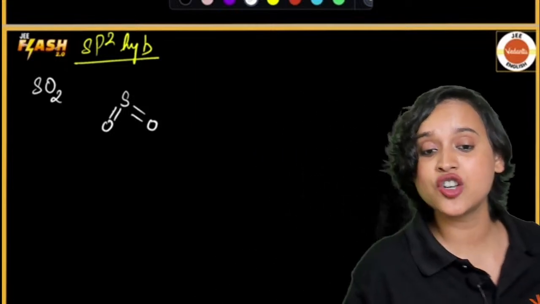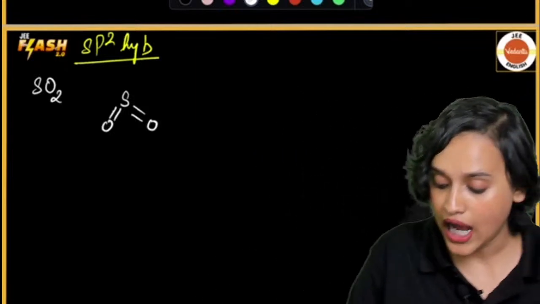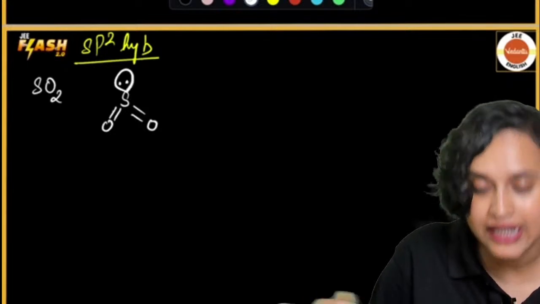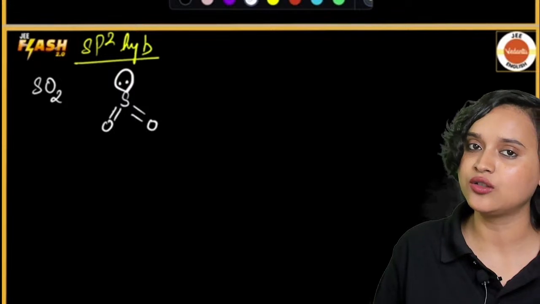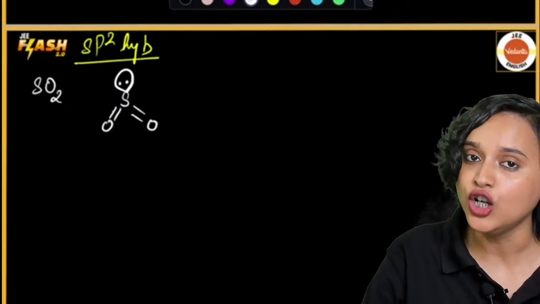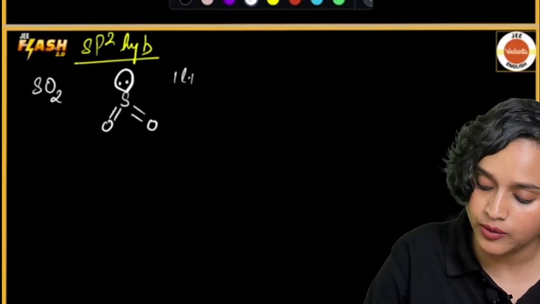Sulfur has how many electrons in the outermost shell, everybody? 1, 2, 3, 4, 5, 6. So there will be one lone pair here, right? Now if I ask you to calculate the steric number, will you be able to do it? Yes, you will be able to do it. How many lone pairs are there? You have one lone pair here.